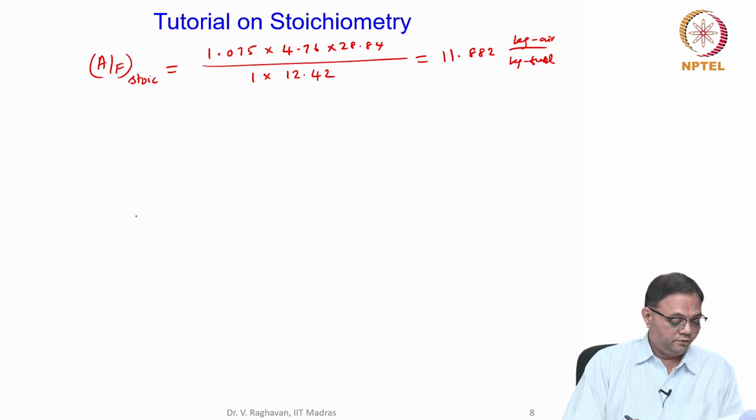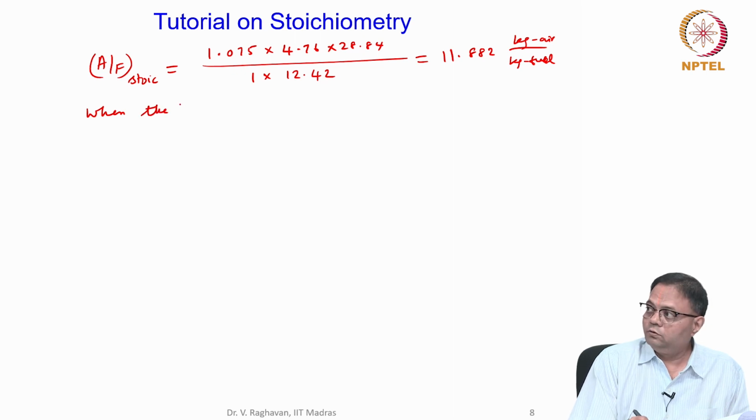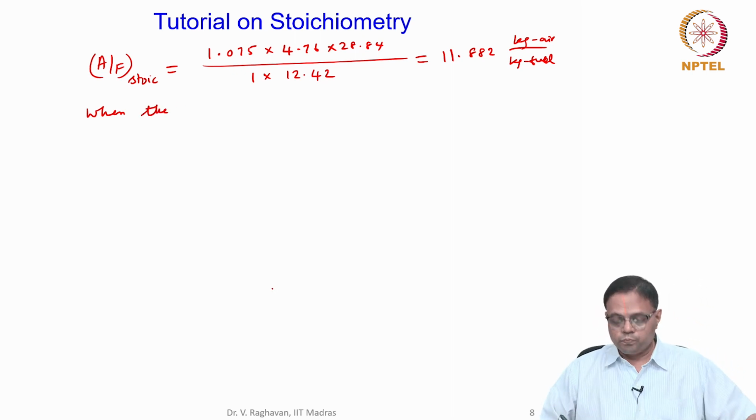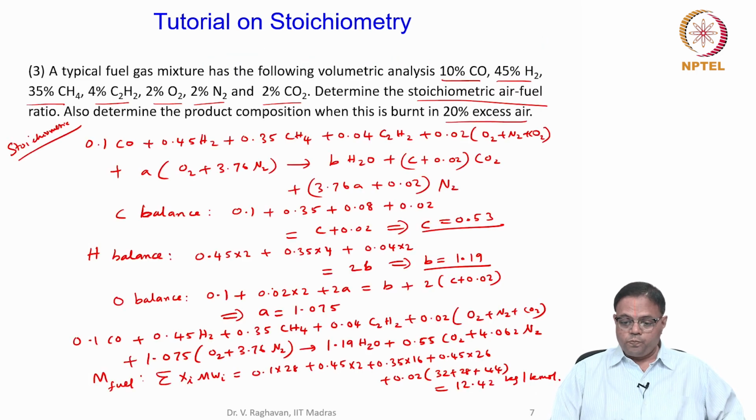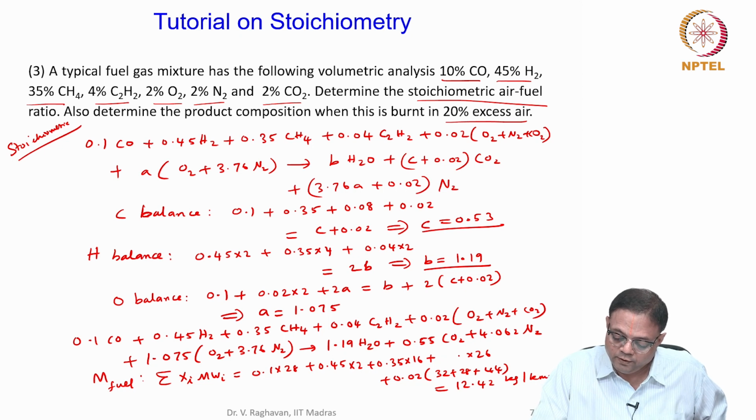Now, that 0.4 into 26 should actually be 0.04 into 26. Okay, so this will be actually 0.04 into 26.